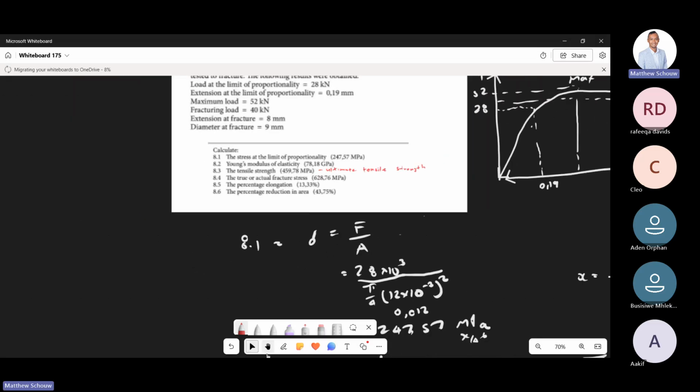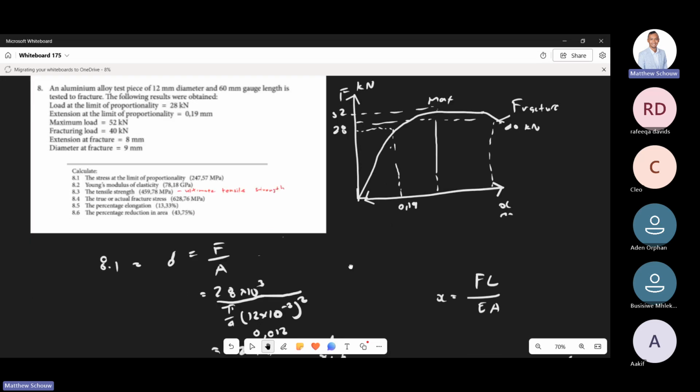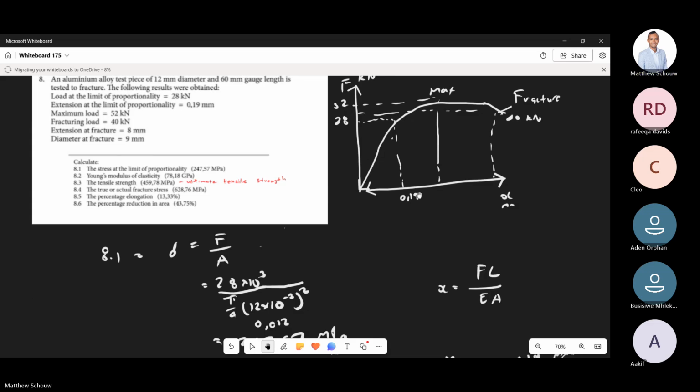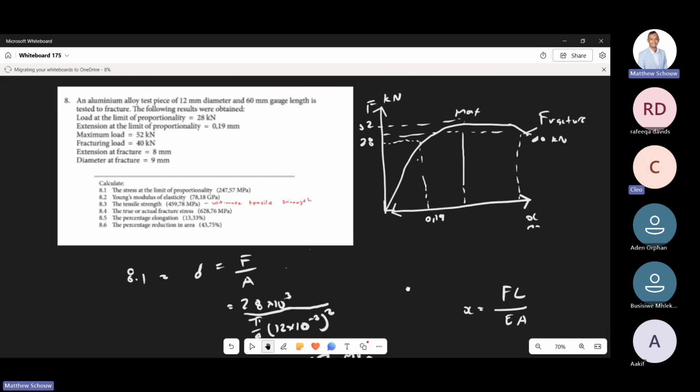Okay, so the UTS corresponds to the max load. You see here, the max load, which is that over there, not the fracture load, the maximum load. So all you must do is take the maximum load now and divide it by the same area. Is that clear, students? Yes, sir. Okay, just quickly do that for me. I'll just keep the question so you can see it.